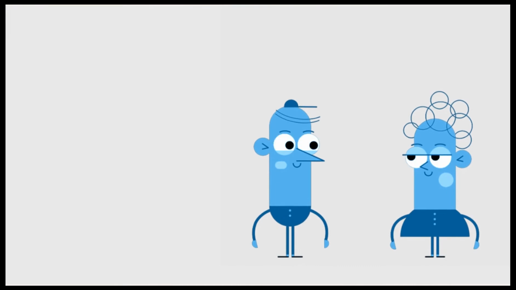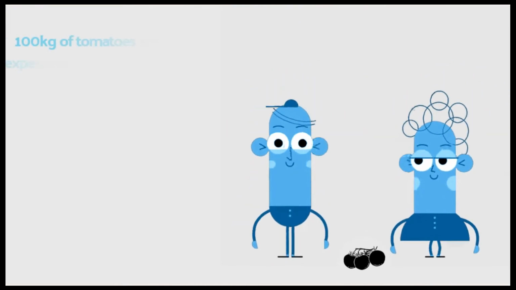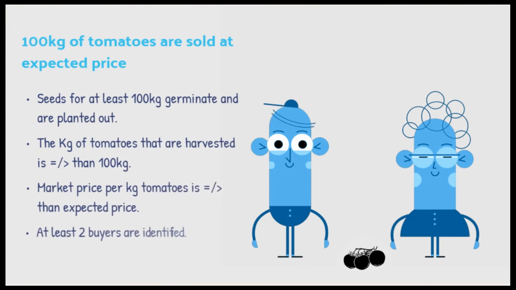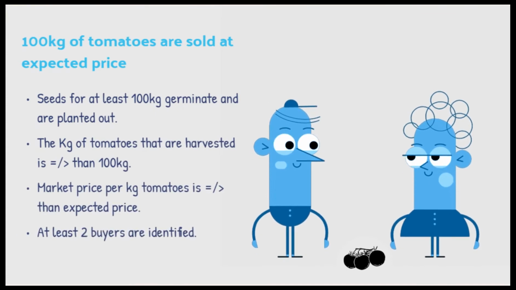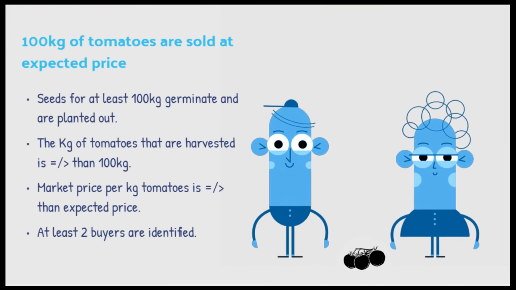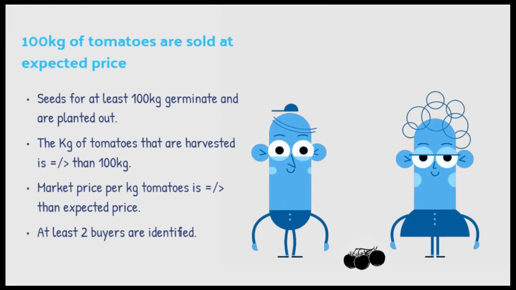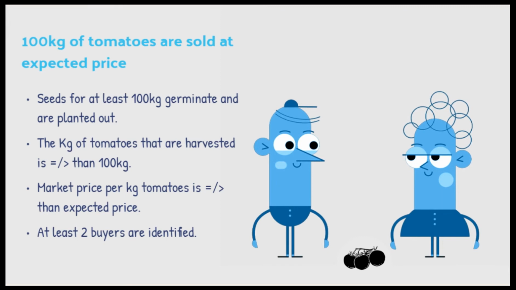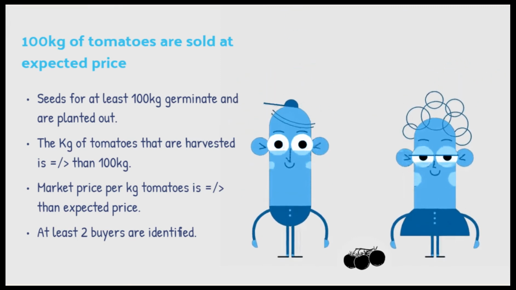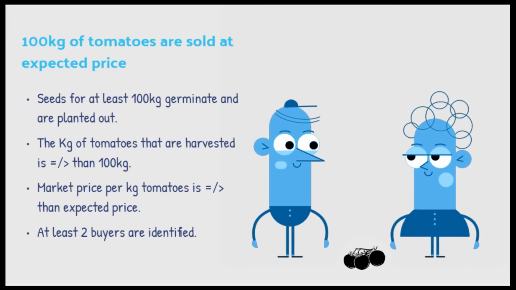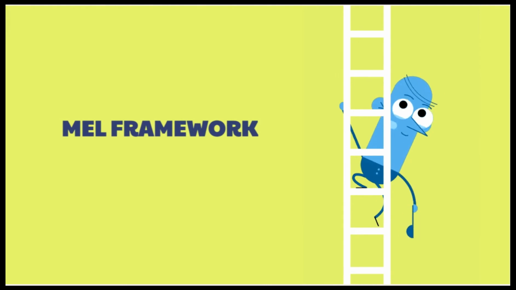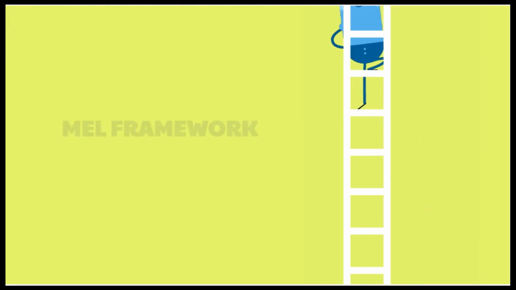If the result is that 100 kilograms of tomatoes are sold at the expected price, our indicators that we will achieve this result could be seeds for at least 100 kilograms germinate and are planted out. The kilogram of tomatoes that are harvested are equal to or greater than 100 kilograms. Market price per kg tomatoes is equal to or greater than the expected price, and at least 2 buyers are identified. Now let's look at the M.E.L framework with practical examples from the after-school space.